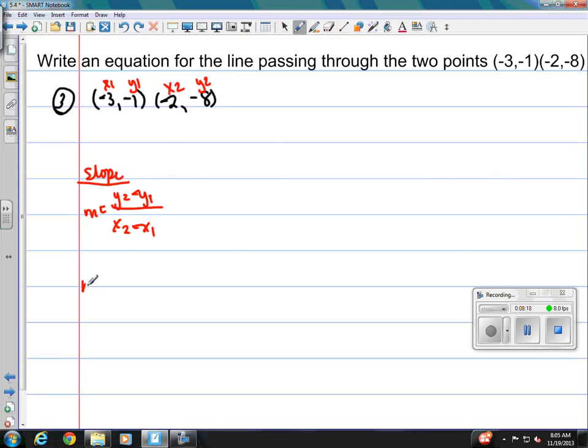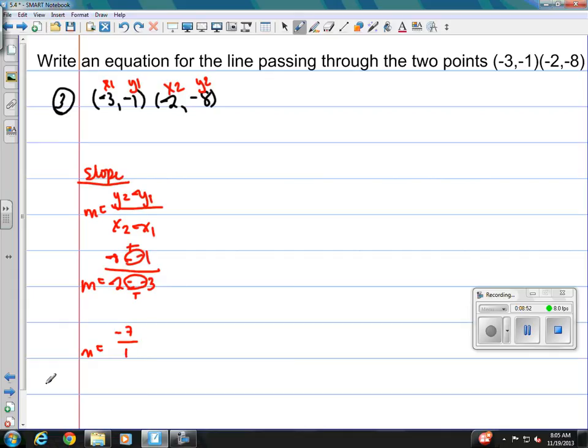And we say m equals y2 is -8 minus y1 is a -1. And minus a negative, remember, will turn to plus a positive. So our x2 is -2 minus our x1 is a -3. Once again, minus a negative becomes plus a positive. So -8 plus 1 is -7 over -2 plus 3 is 1.